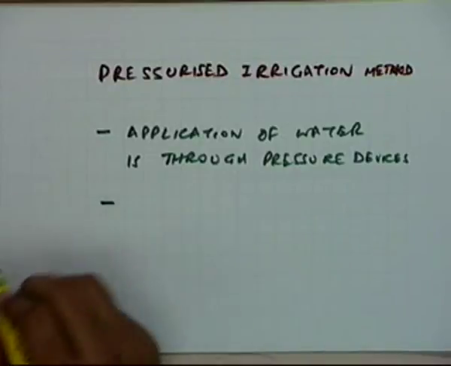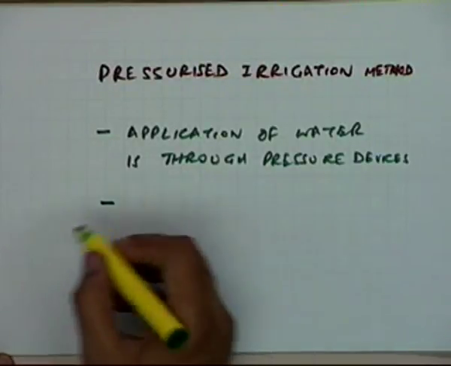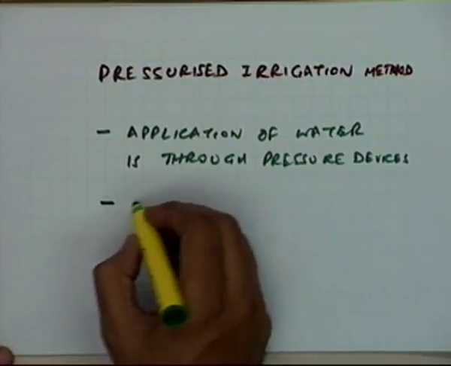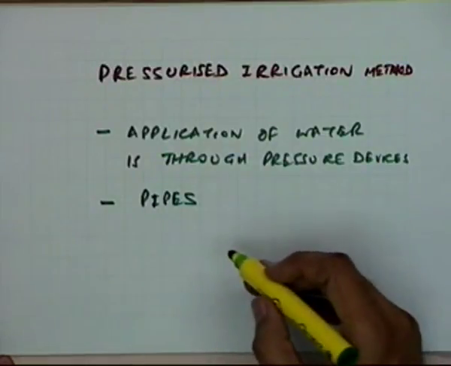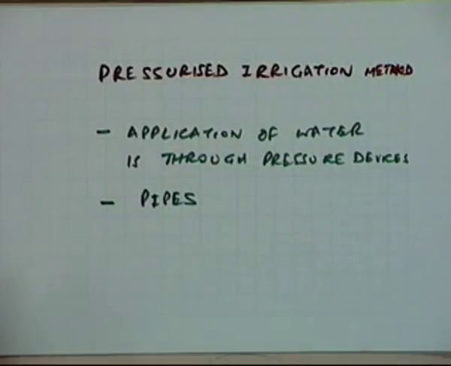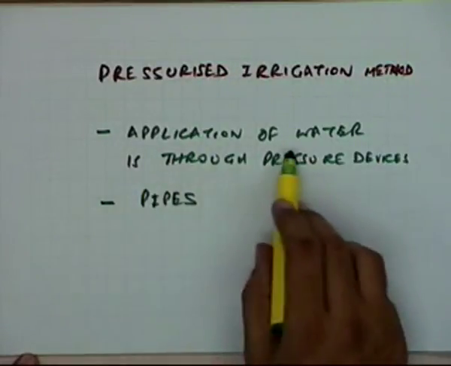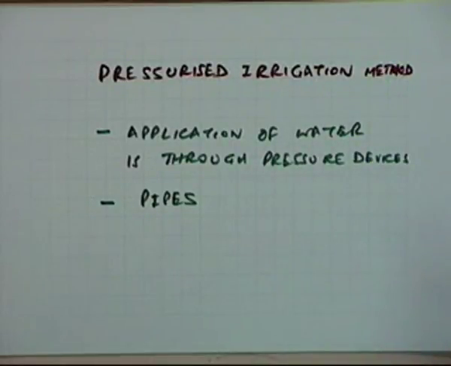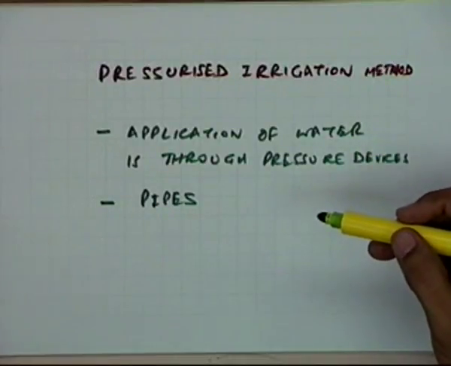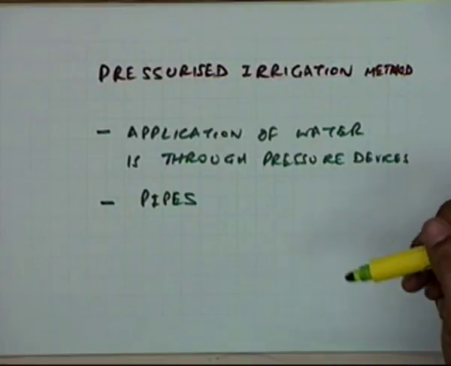So it becomes essential that you have pipes. The water will be flowing through the pipes from the supply source. You will have to carry the water all the way under pressure, so that ultimately when you come to the application level, you might choose any type of device, but the water should still be under pressure so that you can supply that water under pressure. So that is the basic difference between this method and the previous methods we have discussed.